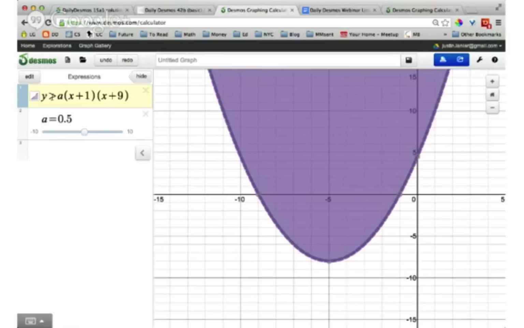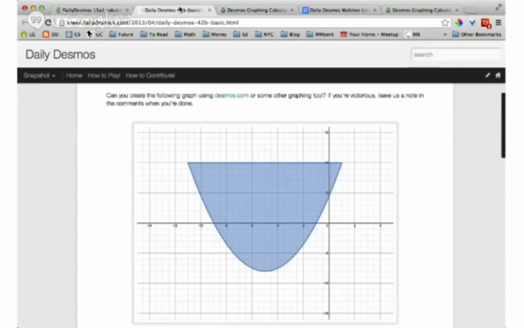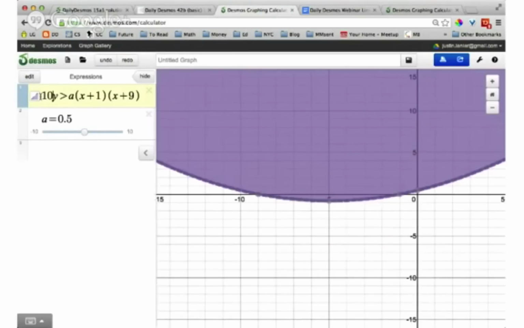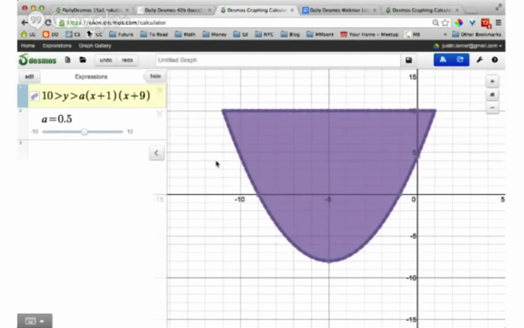Okay. But we also want it to cut off. It's got to be our y's. Well, and the y's have to be less than 10. Yeah. That looks pretty good.